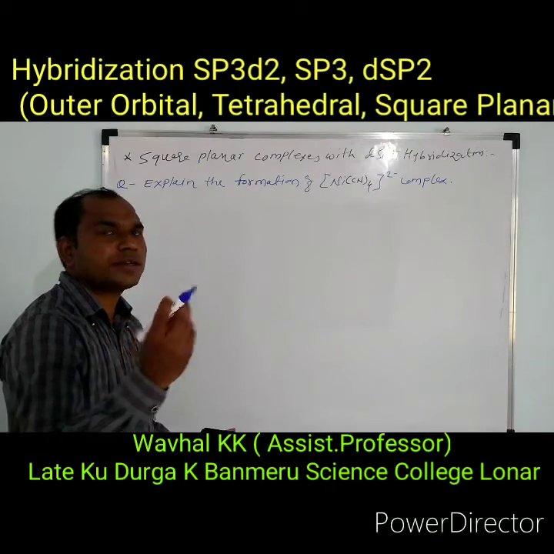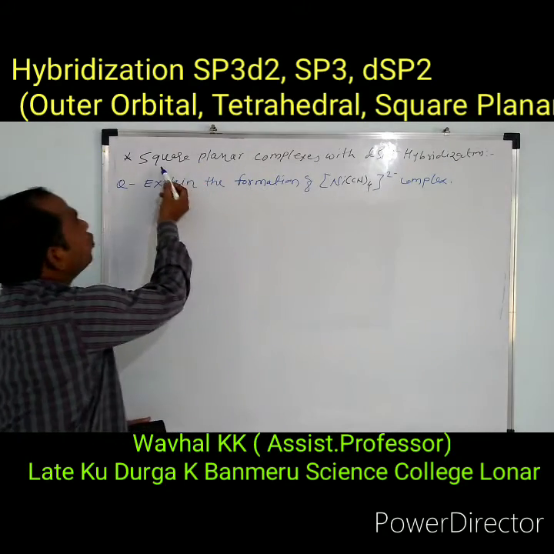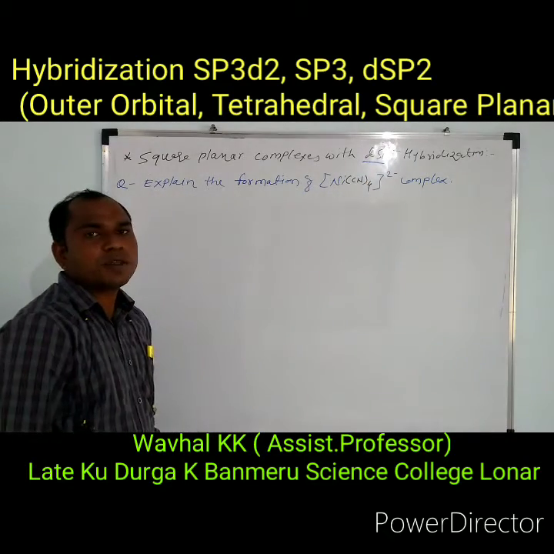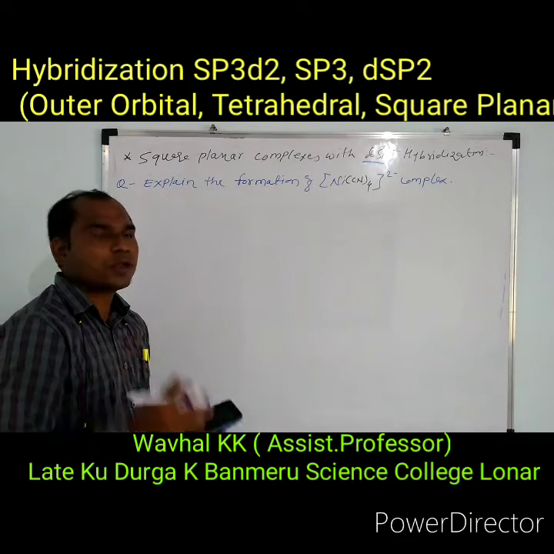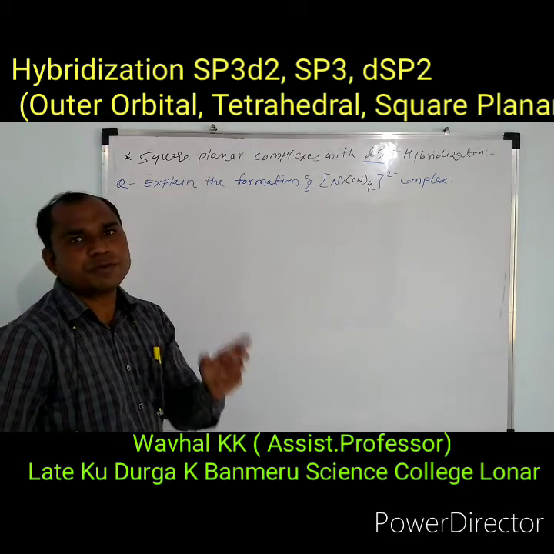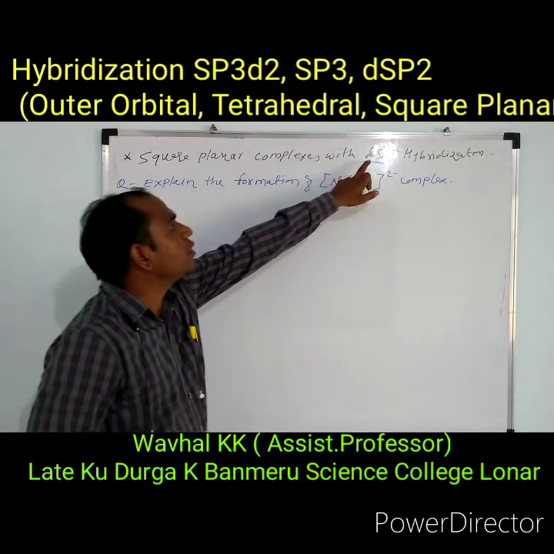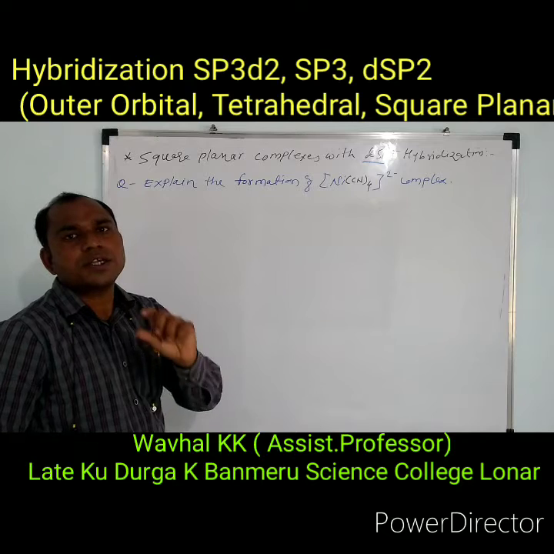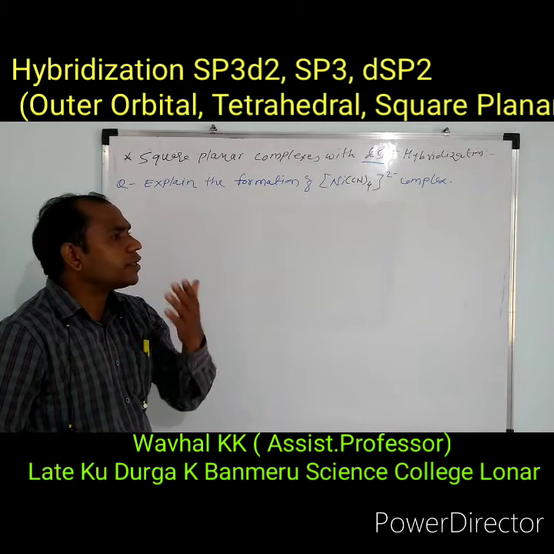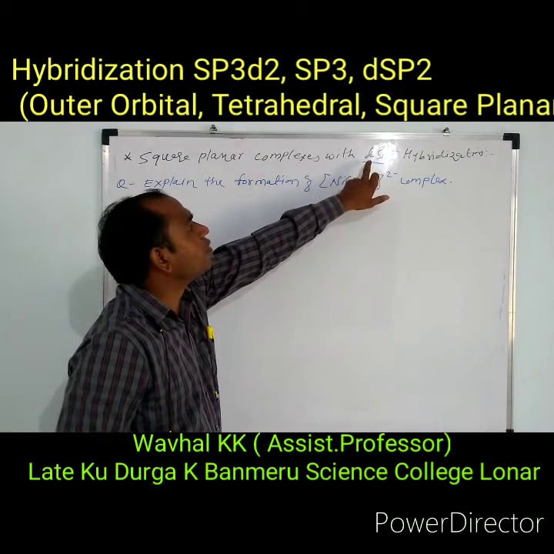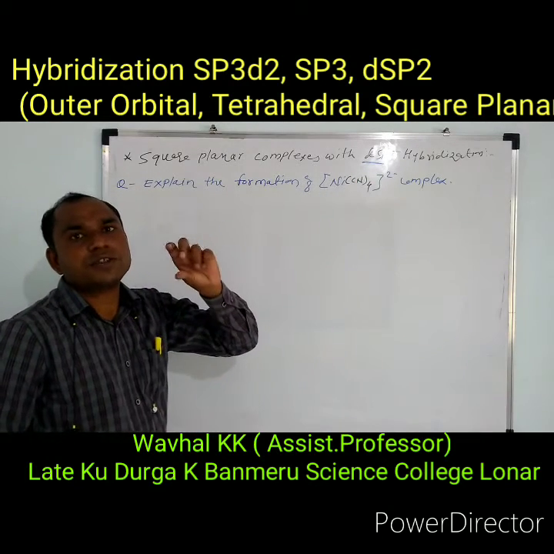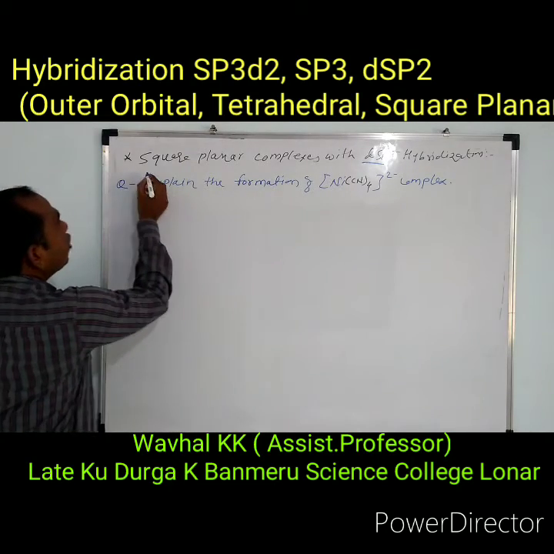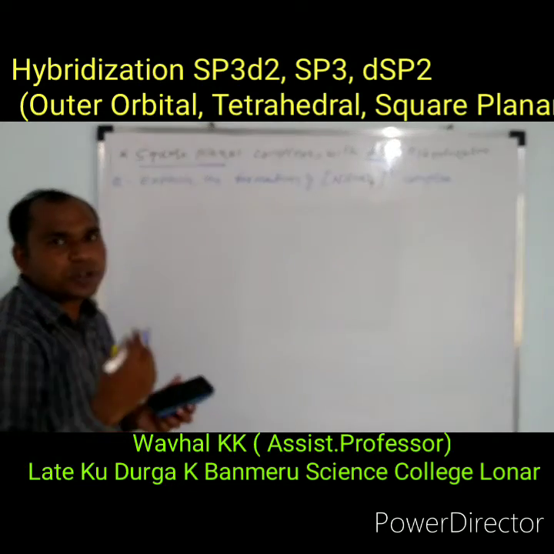See here the last example: square planar complexes with dsp2 hybridization. If the complex has coordination number 4, there are 2 possibilities of hybridization: one is sp3 and the second is dsp2. If the complex acquires sp3 hybridization, then it shows tetrahedral geometry, and if the complex acquires dsp2 hybridization, then the geometry of the complex is square planar.